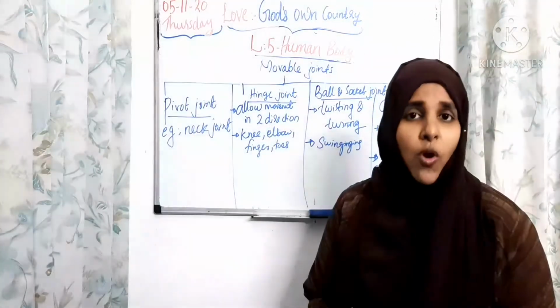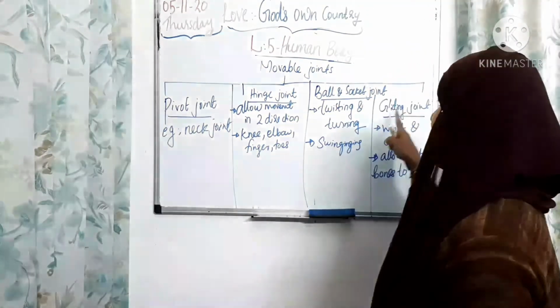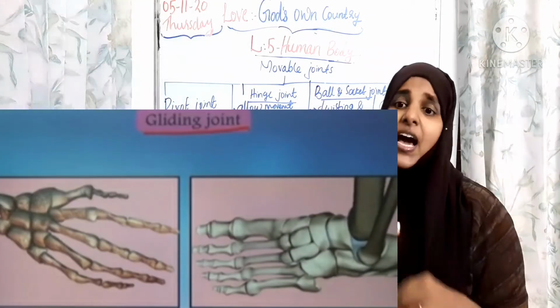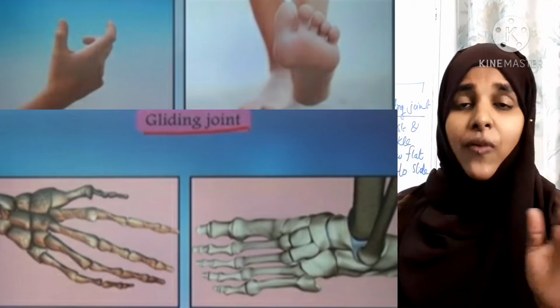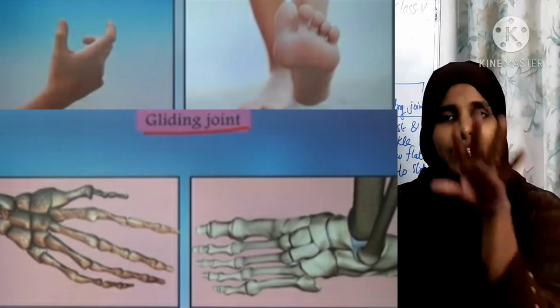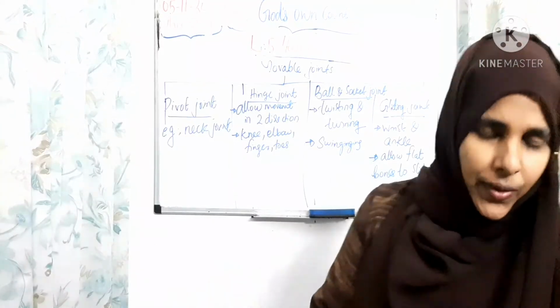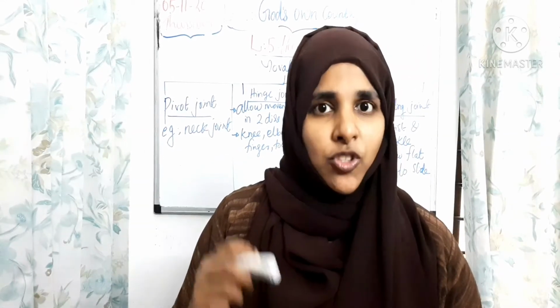Our last movable joint is the gliding joint. Gliding joints can be seen in our wrist and ankles. They allow flat bones to slide over each other. This is the gliding joint.